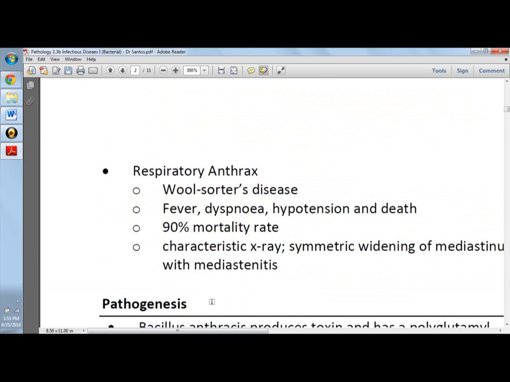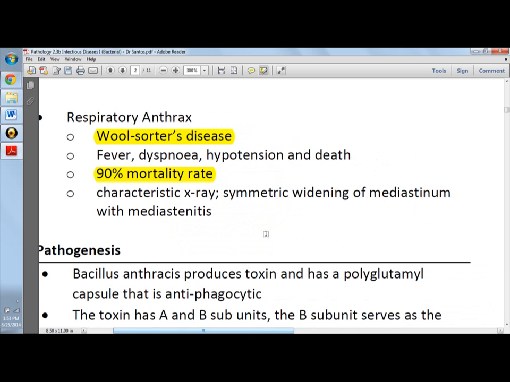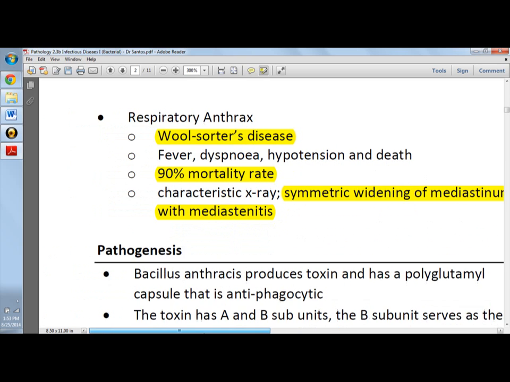For respiratory anthrax, the most common would be Woolsorters' disease. Presenting symptoms would be fever, dyspnea, hypotension, and death. Again, this is the most fatal kind of anthrax, since there is a 90% mortality rate in a 2-day duration. The cause of death is the symmetric widening of the mediastinum with mediastinitis.